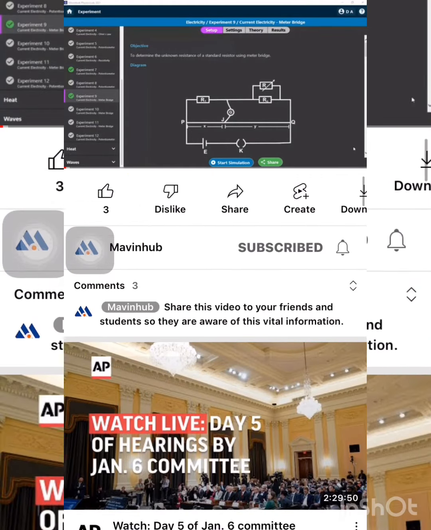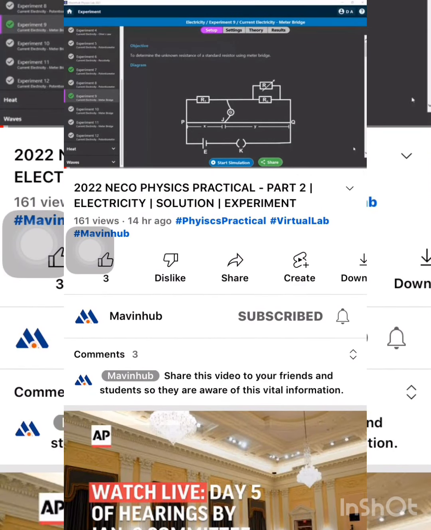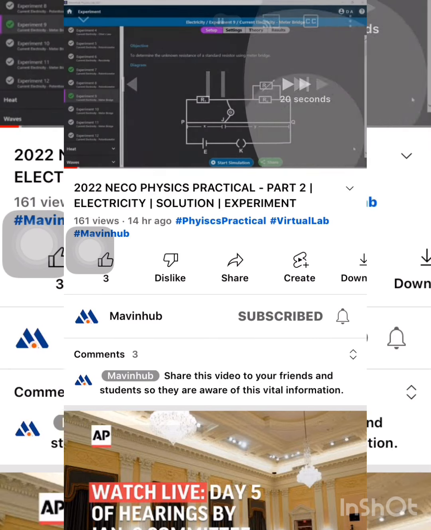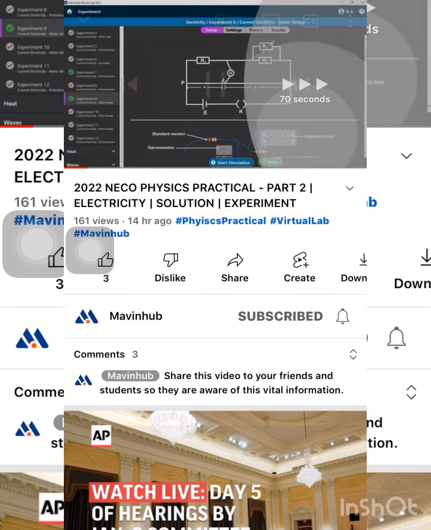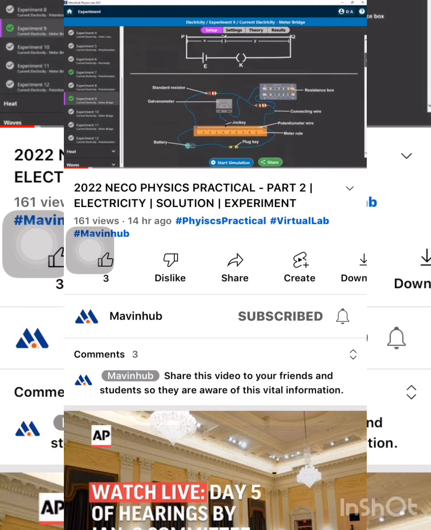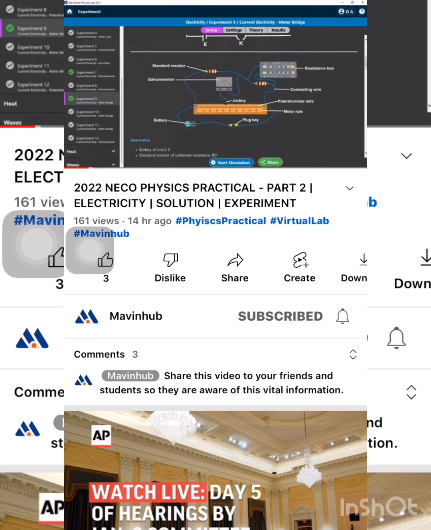Welcome to the second part of our discussion on the 2022 physics practical. If you haven't watched the first part, I highly recommend you do so right away. In the first part, we talked about the experimental setup, we analyzed the physics lab, electricity meter bridge. So here you have the experimental diagram, and here is where you should connect it.